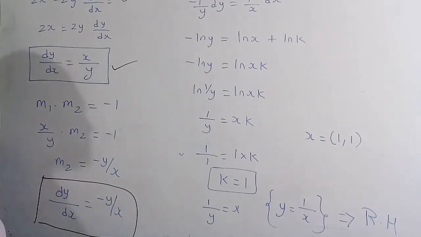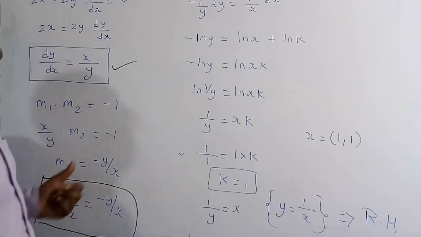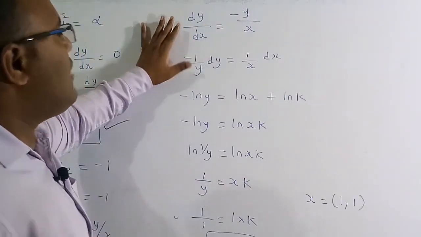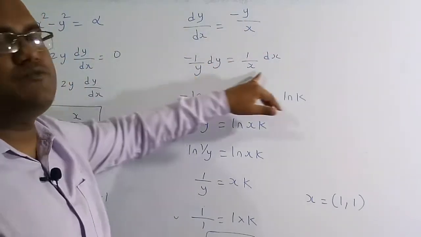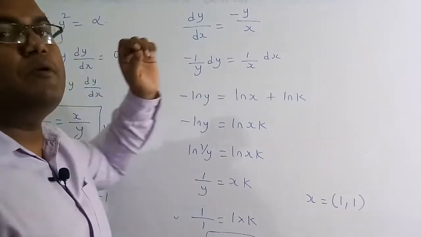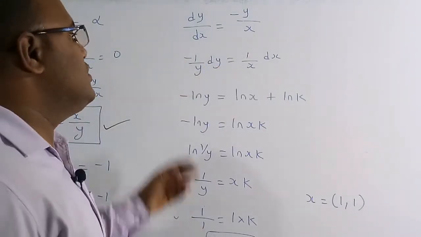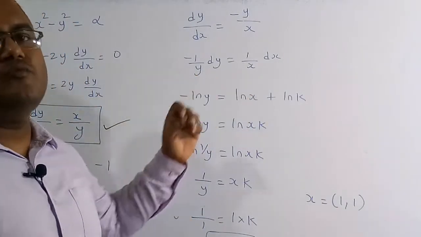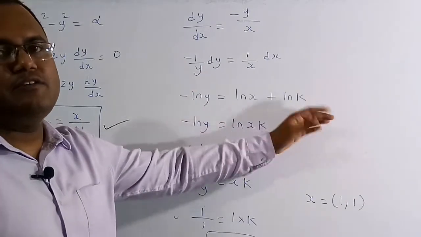So now, if we have to find the general solution of this differential equation, we need to figure out dy by dx is equal to -y by x. So now I am going to take the y to this part, means I am going to rearrange in this format, which is the variable separable method, which is -1 by y into dy is equal to 1 by x into dx. So if you do the integration on the LHS and RHS, we are going to get minus ln y is equal to ln x plus ln k, where k is a constant value.